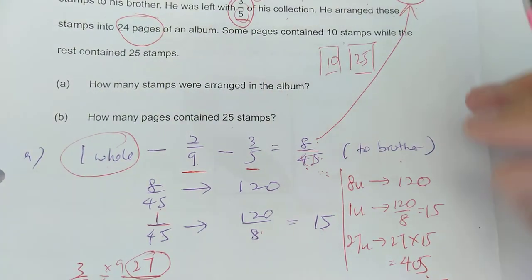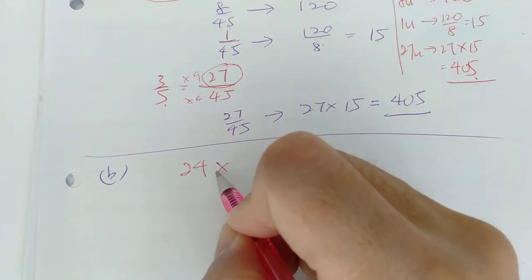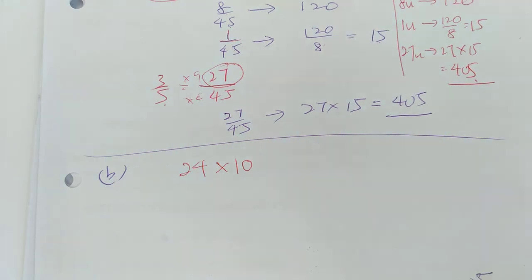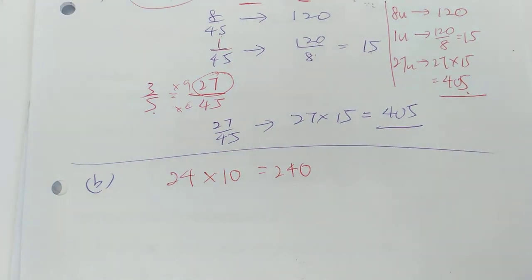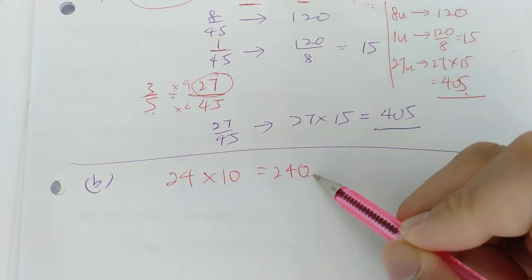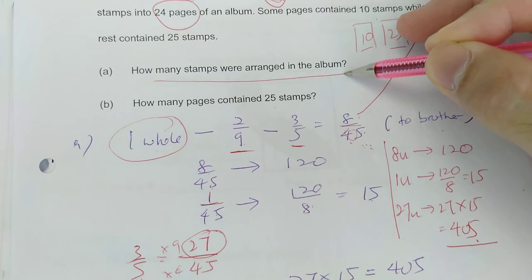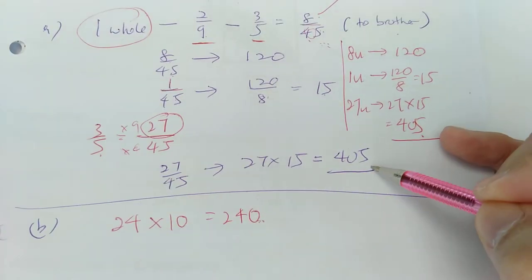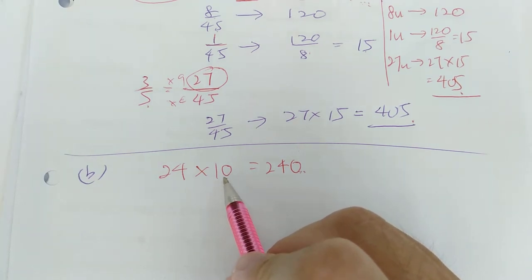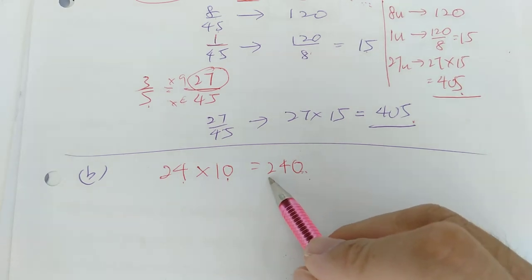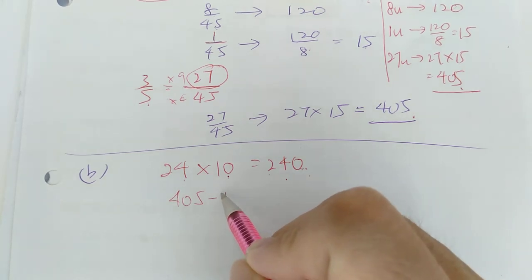There were 24 pages, okay? Let's say there are 24 pages and he put in 10 stamps on each page. If that's the case, he will need to have 240 stamps. But this is stamps in the album. But we found out, right? How many stamps were there in the album? 405. So if he put 10 stamps on each page in the album, and there were 24 pages, he will only need 240 stamps.